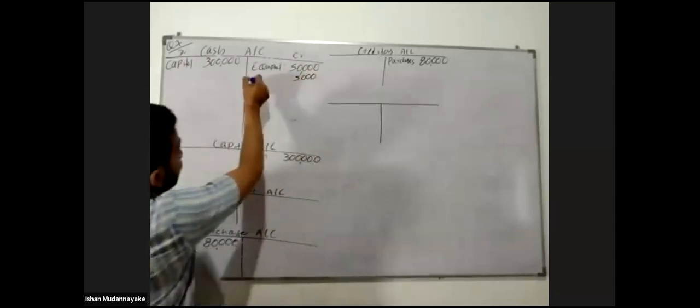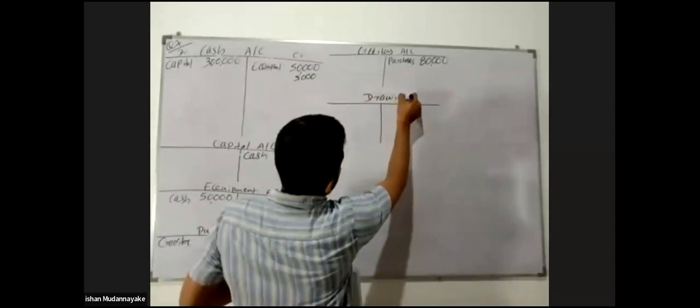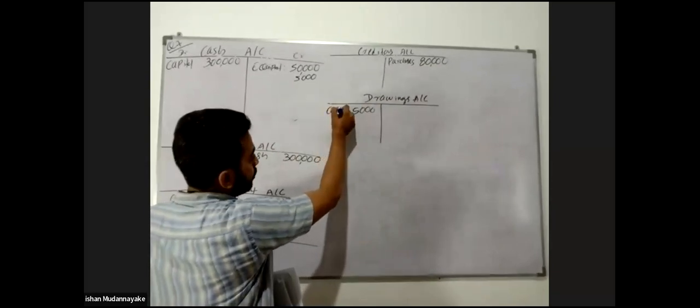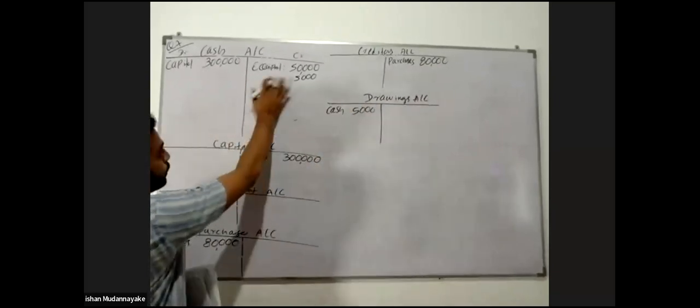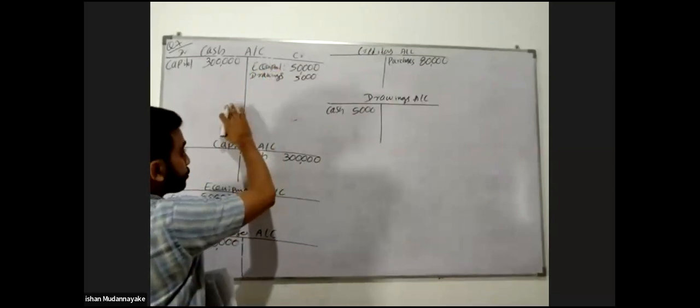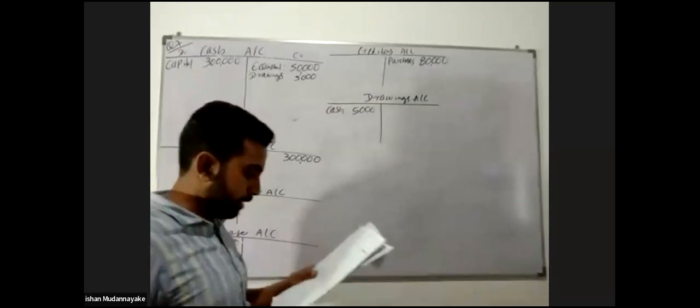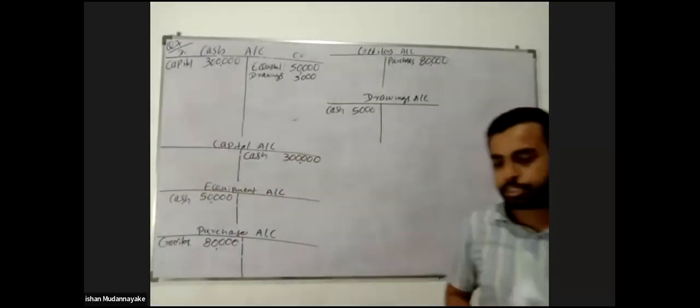Then if cash outflow, cash book credit 5,000. Opposite account is drawings. Then drawings account debit 5,000. Opposite account name is cash. Cash book credit 5,000 drawings, drawings account debit 5,000 cash. Okay, right. Transaction number four.